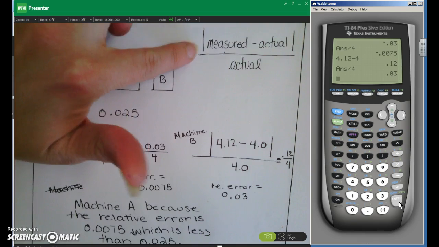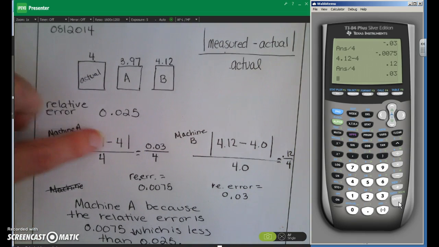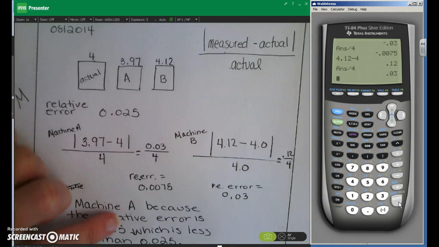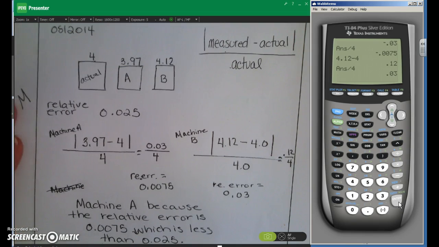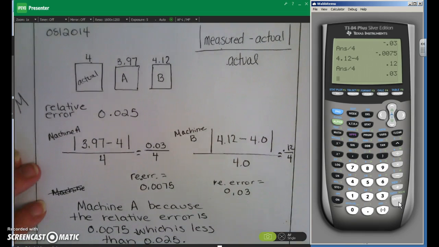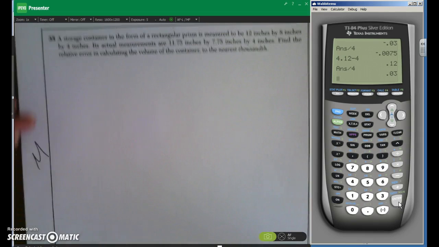Okay, so basically all I did is I drew my pictures, I labeled the sides, I knew my formula was the absolute value of the measured versus actual. Relative error will always be positive. I subtracted, did my division for each of these, and then I determined which was the correct response. So let's look at another relative error. This one is from the June 2014 test.